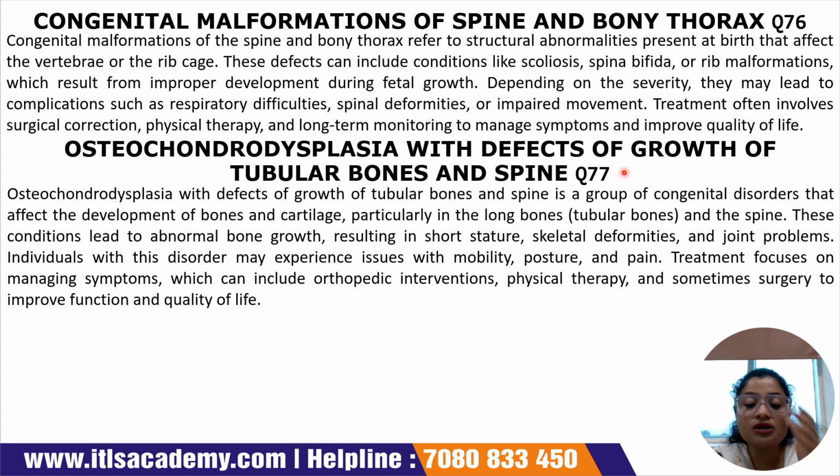Next important subcode that we need to talk about is Q77, which corresponds to osteochondrodysplasia with defects of growth of tubular bones and spine. So it is a group of congenital disorders that affect the development of bones and cartilage, particularly in the long bones, which are also known as the tubular bones, and the spine. These conditions lead to abnormal bone growth, resulting in short stature, skeletal deformities, and joint problems. Individuals with this disorder may experience issues with mobility, posture, and pain. Treatment focuses on managing symptoms, which can include orthopedic interventions, physical therapy, and sometimes surgery to improve function and quality of life. So I think that's it.